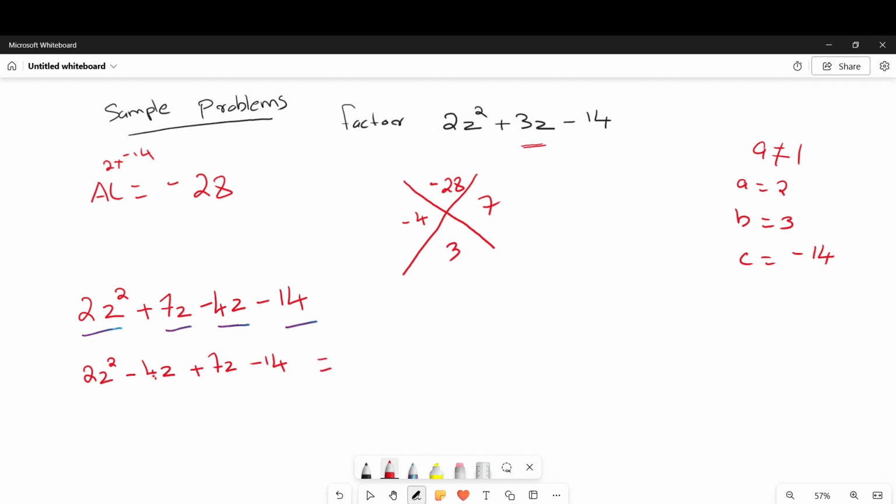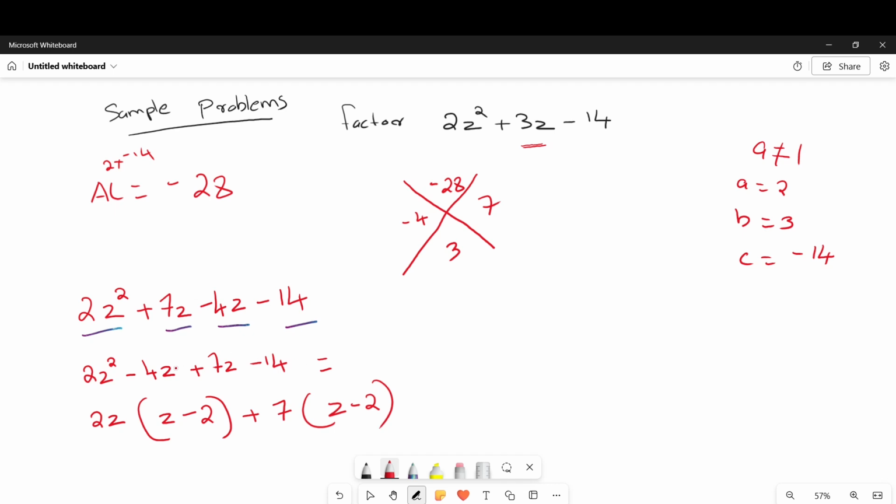So let's group. We'll factor out this 2z. What's remaining here? z minus 2 remains here. Then we factor out 7, so 7 is out. What's left? Plus 7 times z minus 2.